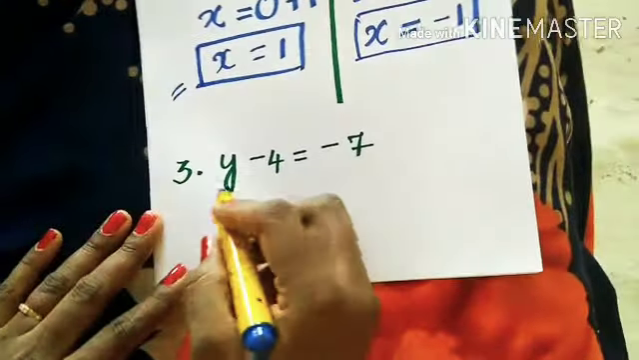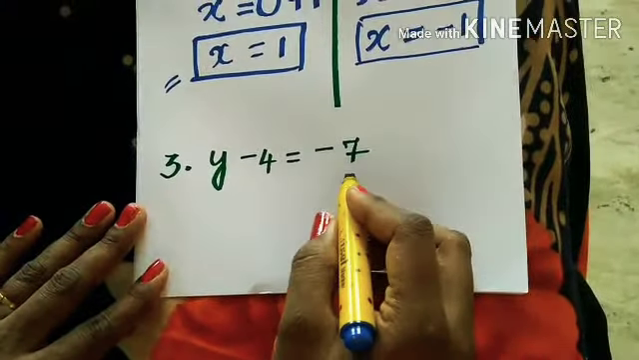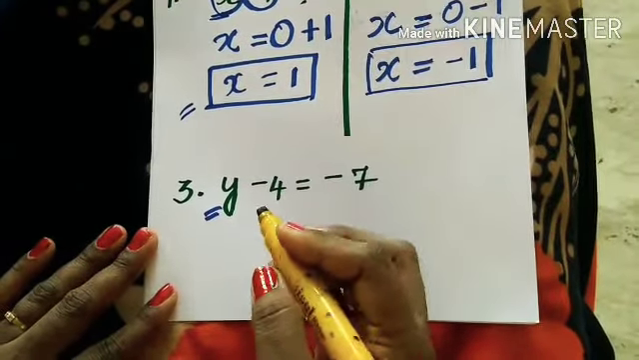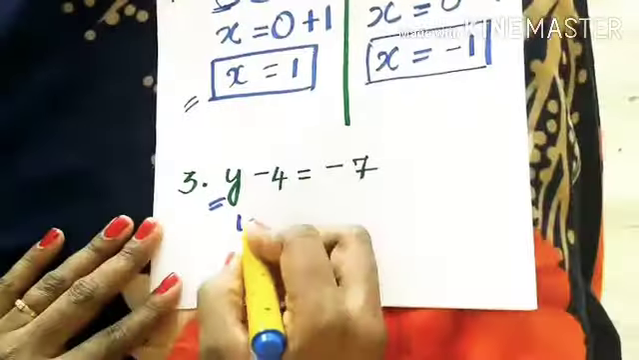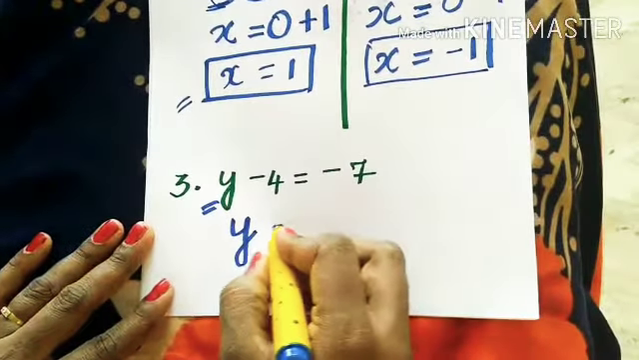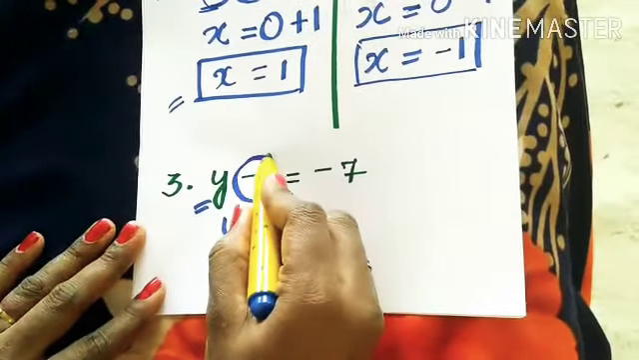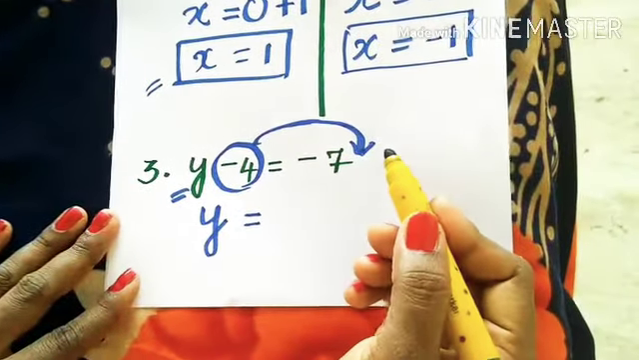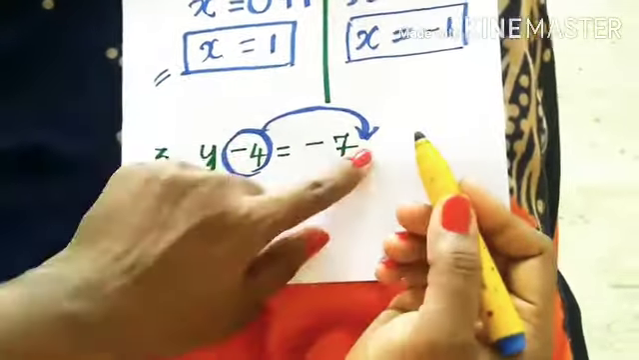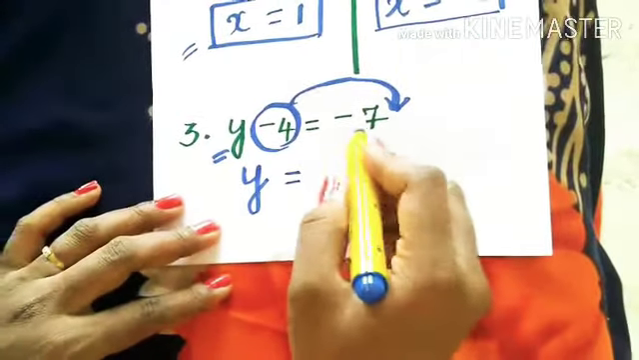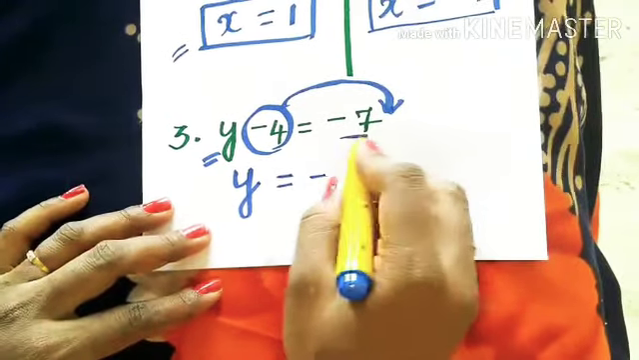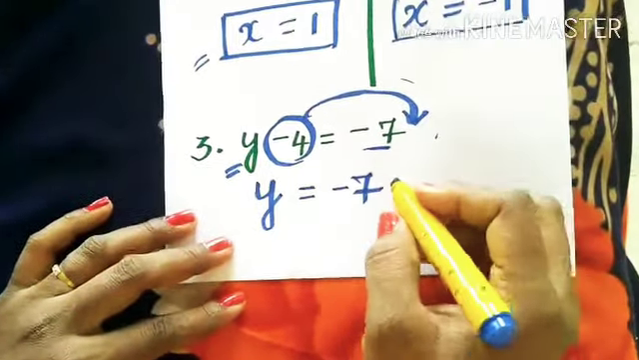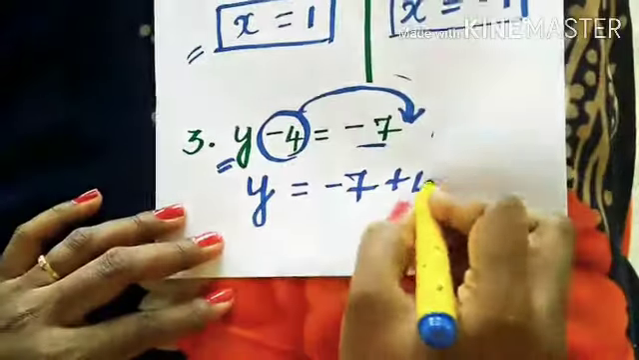Okay. Next problem, y minus 4 is equal to minus 7. First separate the variable. What is the variable here? y is the variable here. So y equal to, this minus 4, when it goes to the other side of the equation it becomes plus 4, because it is minus, when it goes to the other side it becomes plus. Already here minus 7 is there. Don't forget this, minus 7. When minus 4 goes to that side it becomes plus 4.